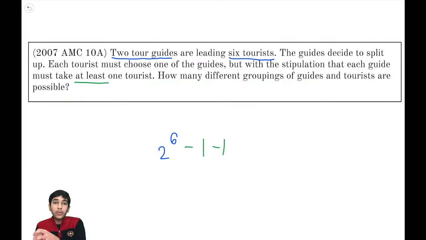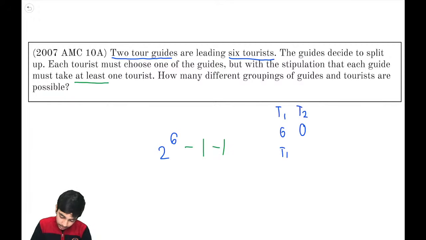For the cases where all of the tourists are given to tour guide 1, or all the tourists are given to tour guide 2. So if T1 has 6 people and T2 has 0 people, or T1 has 0 people and T2 has 6 people. And I believe the 2020 AMC 8 also had a similar problem, but slightly harder than this. This is just 62, the answer.